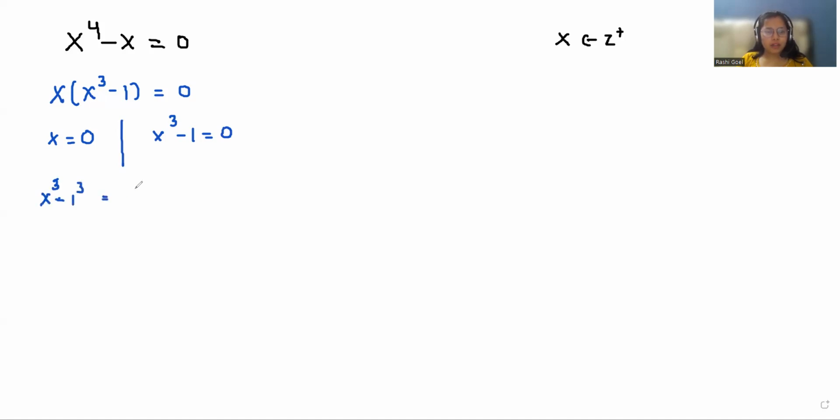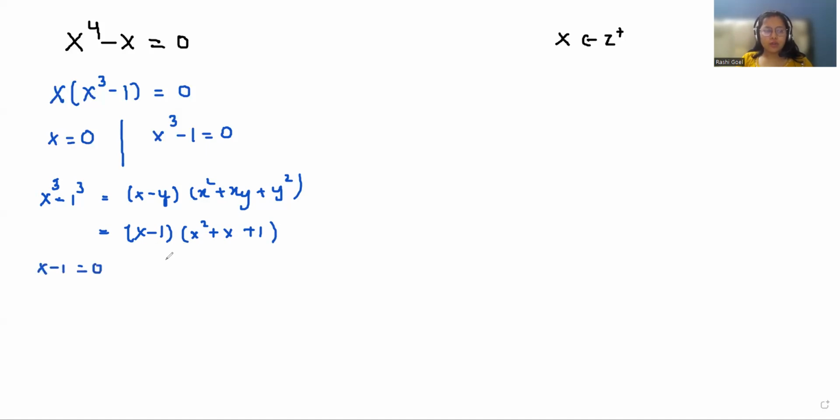And the formula is x minus y, x square plus xy plus y square. So if we put the value, it becomes x minus 1, x square plus x plus 1 square, that is 1. So either x minus 1 is equal to 0 or x square plus x plus 1 is equal to 0. So now I'm going to add 1 to both sides. So the value of x is 1.